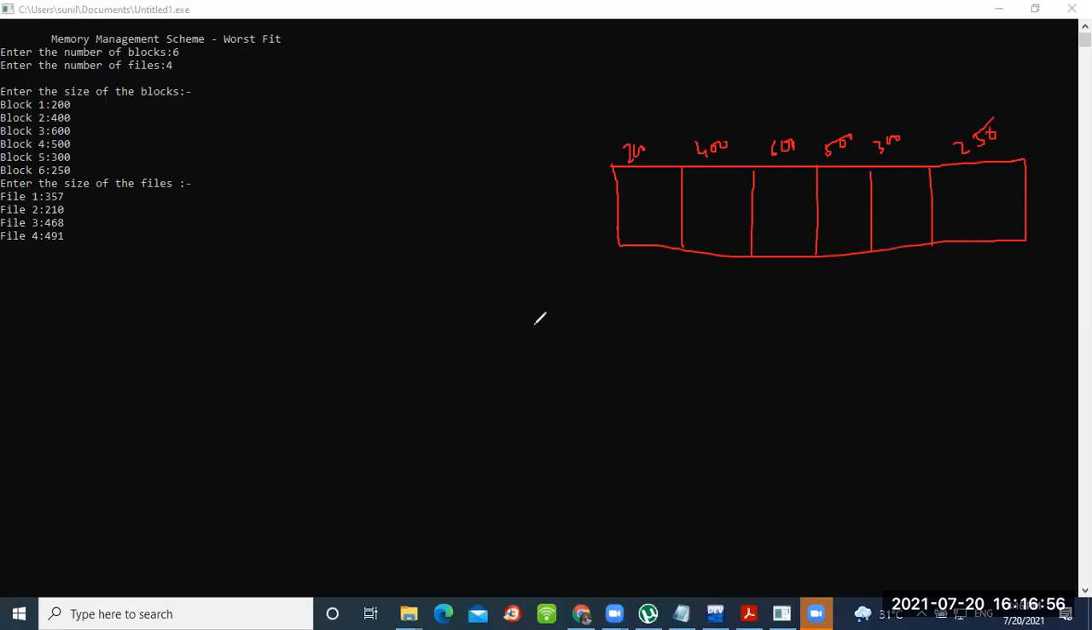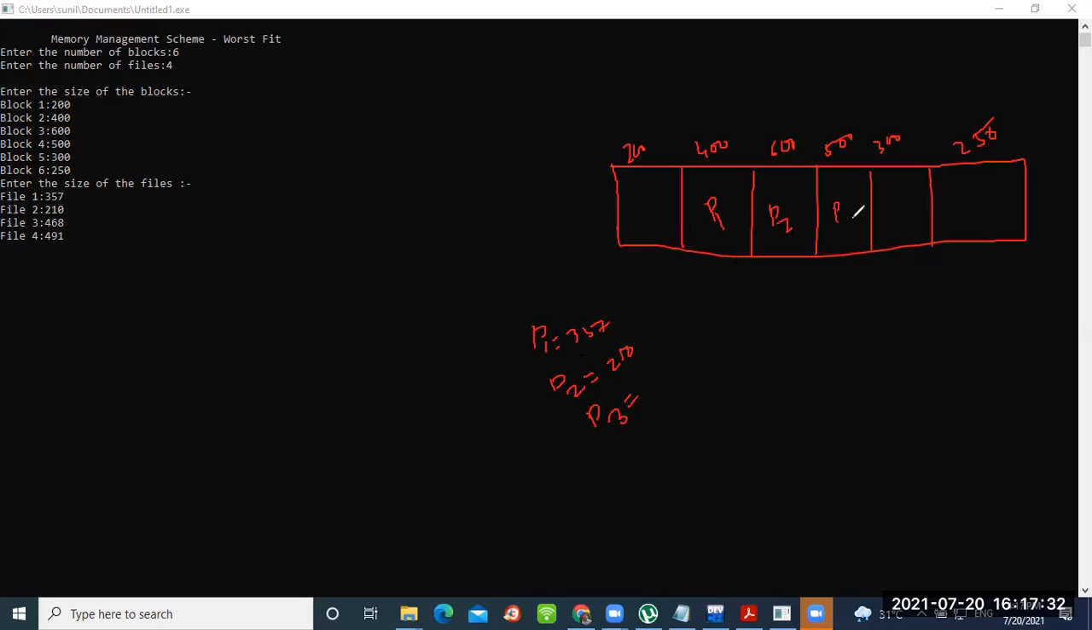Okay, now tell me, process P1 is assigned to which block? Second block. Now process P2, 210. Which block are we assigned to? Third block. P2 is assigned to the third block. Good. Now process P3 assigned to which block? Fourth block, sir.